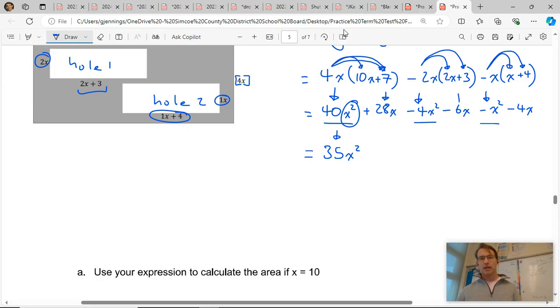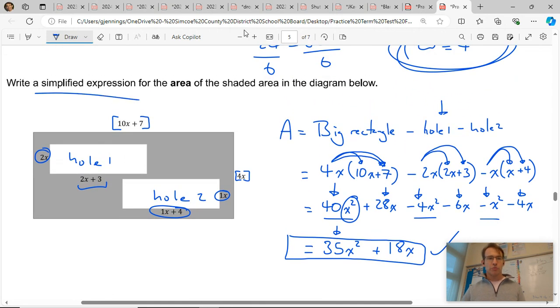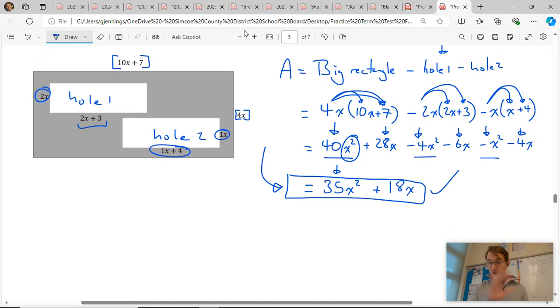And now I'm going to look for my linear x's. That's 28 minus 6 minus 4. 28 minus 6 is 22, minus another 4 is 18. There we go. And then I circle it and put a check mark. And I say, look at my answer, Mr. Jennings. You asked me for a simplified expression for its area. That's the simplified expression for its area. It can't be simplified further. I cannot put x squareds together with x's. They're not like terms.